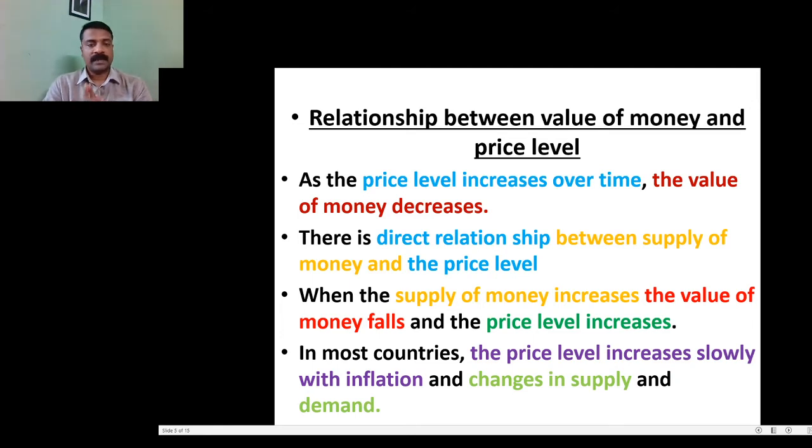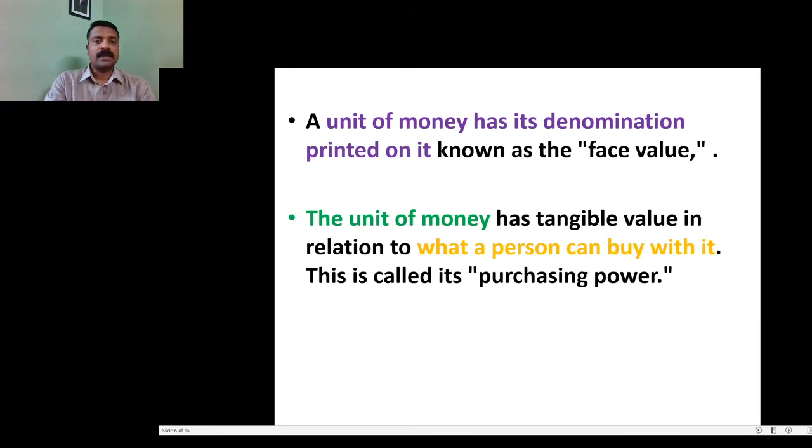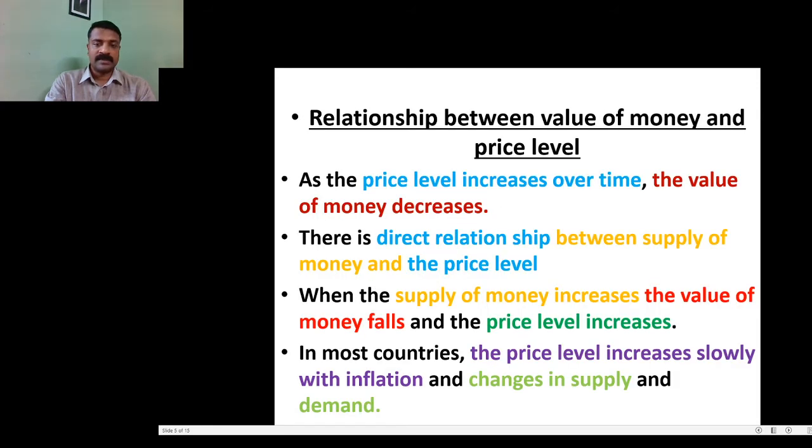Okay, price level and the value of money is also an indirect, inverse relationship. The price level increases slowly with inflation and changes in supply and demand. ഓക്കെ, ഇതെല്ലാം സംഭവിച്ചുകൊണ്ടിരിക്കും. പ്രൈസ് ലെവല് സ്ലോലി ഇൻക്രീസ് ചെയ്യും, സപ്ലൈയിലും ഡിമാൻഡിലും ഒക്കെ ചേഞ്ച് വരും. ഇതിൽ ഈ സപ്ലൈ കൺട്രോൾ ചെയ്യുന്നത് മോണിറ്ററി അതോറിറ്റീസ് ആണ്, സെൻട്രൽ ബാങ്ക്സ് ആണ്. ഡിമാൻഡ് ഈസ് ക്രിയേറ്റഡ് ബൈ കൺസ്യൂമേഴ്സ്.